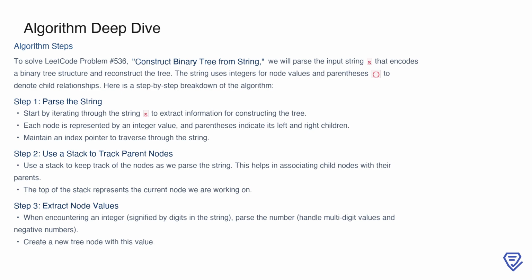Next, we use a stack to track parent nodes. The stack allows us to maintain context as we process each node in the tree. The node at the top of the stack represents the current parent node. When we encounter an integer in the string, we parse it to get the node's value. This includes handling multi-digit numbers and negative values. Once the value is extracted, we create a new tree node instance, which represents a node in the binary tree. These steps form the foundation of our approach to reconstructing the tree structure.